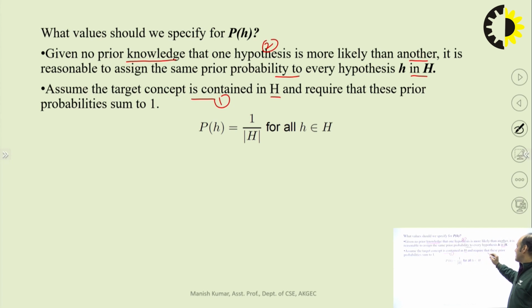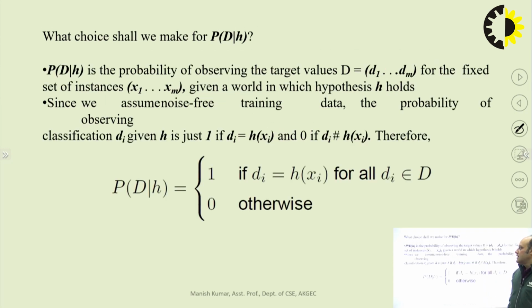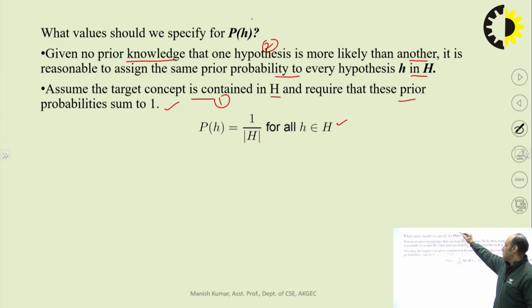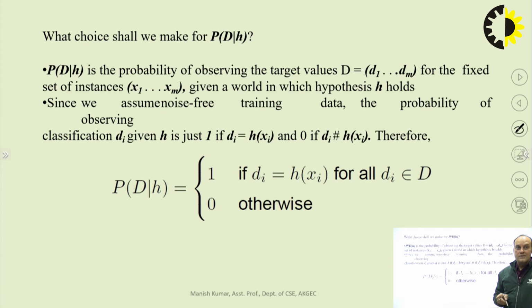So assuming this target concept, we require that these prior probabilities sum to 1. So it is represented like P(h) is equal to 1 upon |H| for all h belonging to capital H, my hypothesis space. Okay, so what choice shall we make for P(D|h)? This was the choice for P(h), number one, and the second choice is for P(D|h).